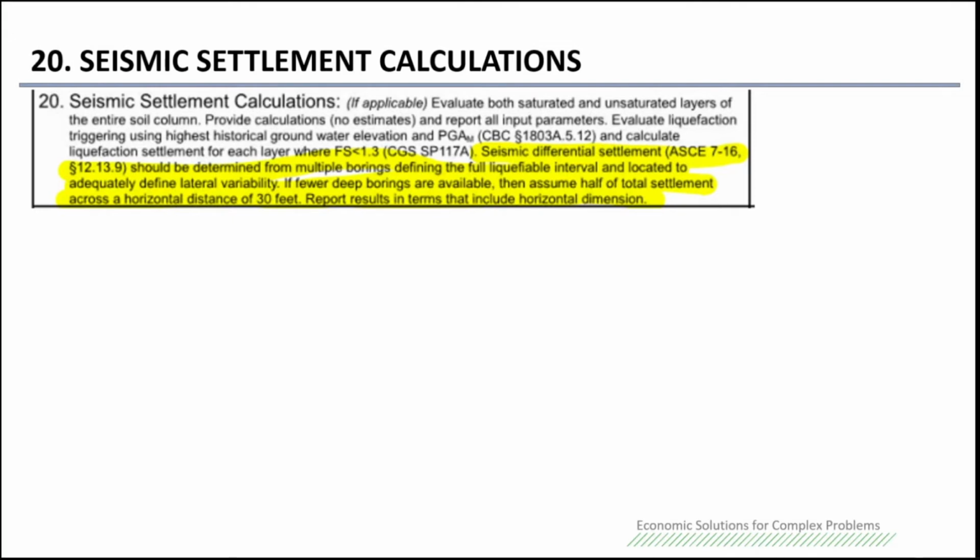One thing I want to point out: this item is applicable for both saturated and unsaturated layers of the soil column. So for some places in the California state, even if the groundwater is pretty deep, you don't have liquefaction, but if your sand is very loose, you still have unsaturated settlement. Basically, the seismic loading will compact your soil layers, so there will be some kind of settlement. So that's one thing I want to point out.